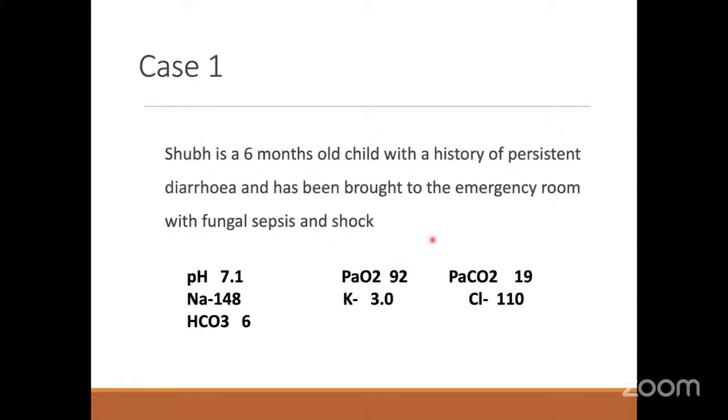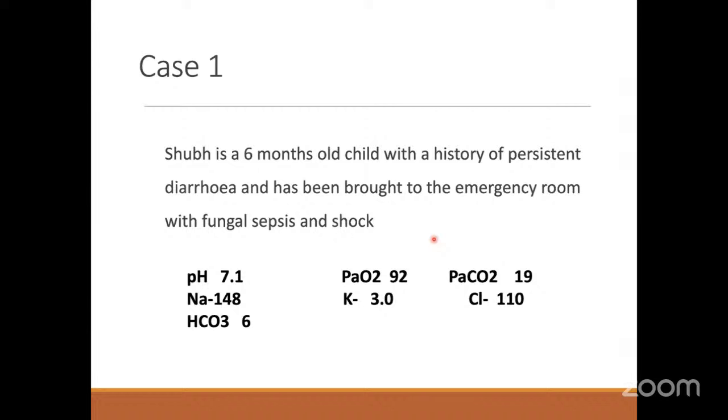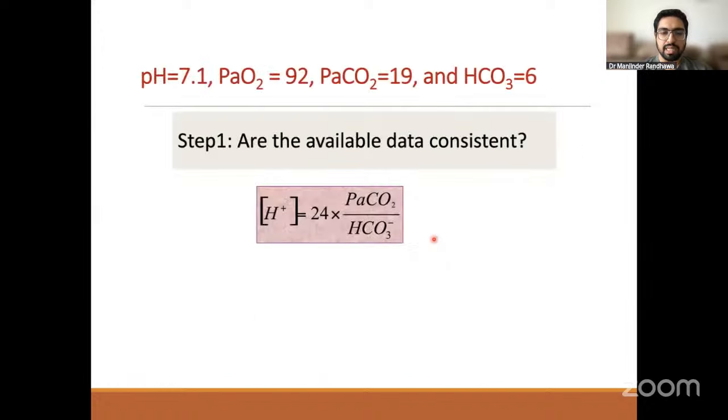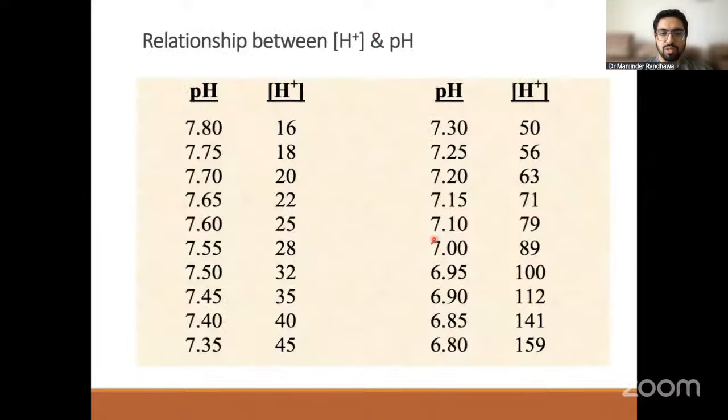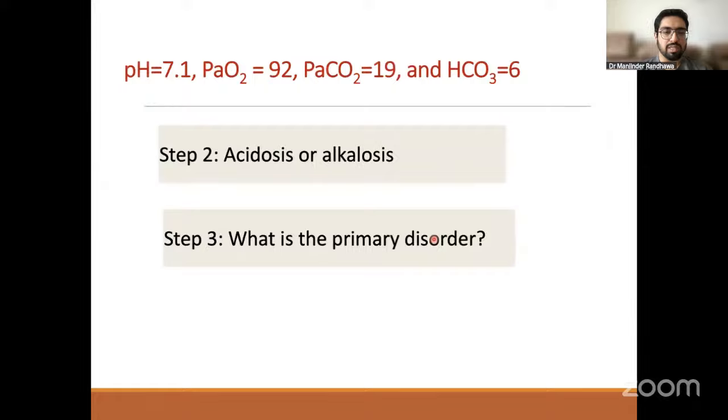Metabolic acidosis. Okay, very good. So let's see. Uncompensated metabolic acidosis. Okay. So let's see how to go about this step by step. As we had discussed, the first step is data consistency. You do this formula, you see this table, this data is consistent. So we'll not go through this step.